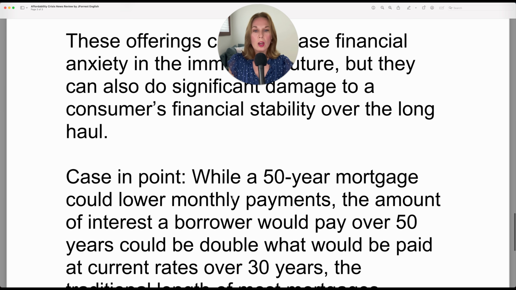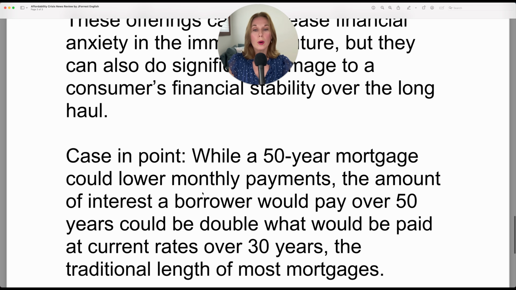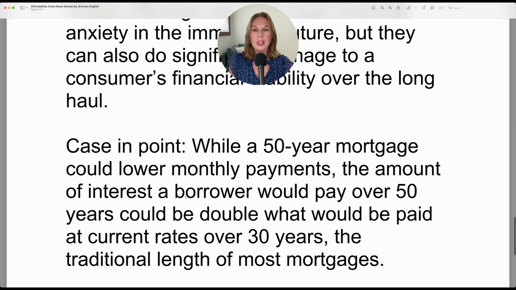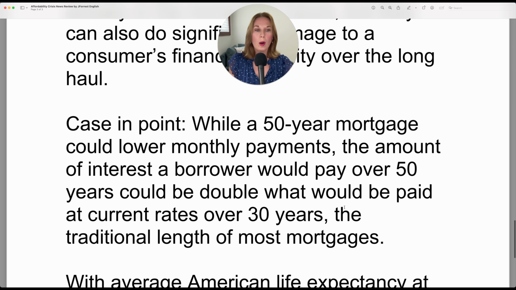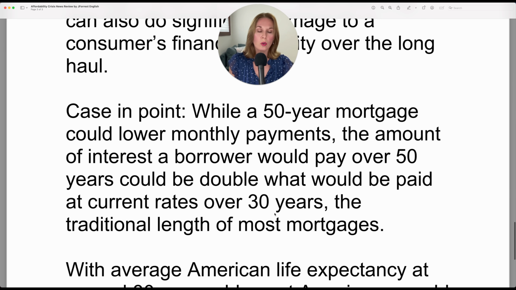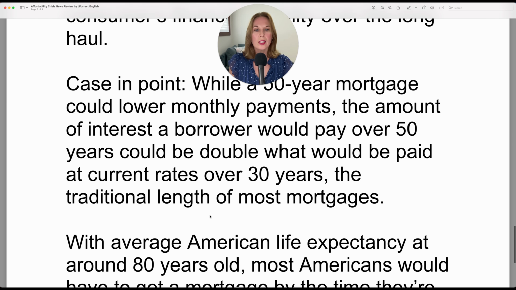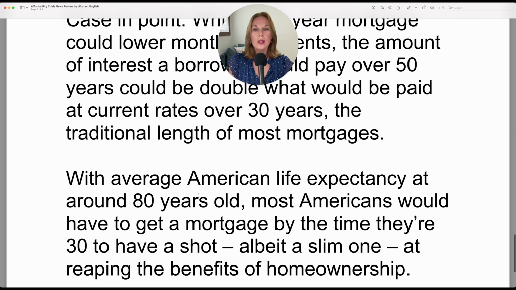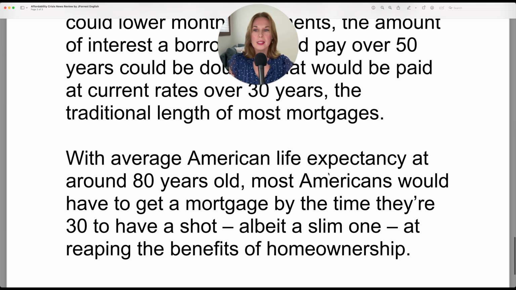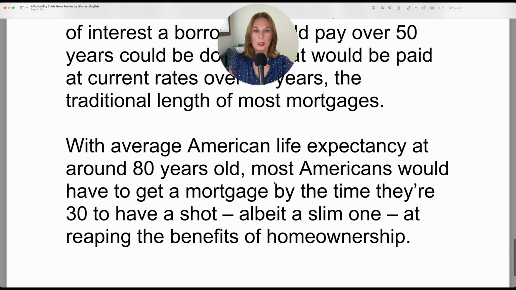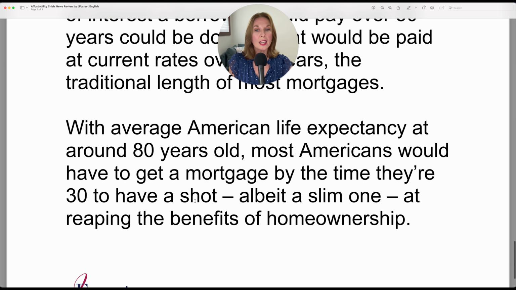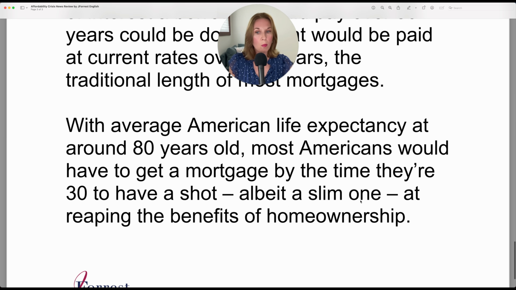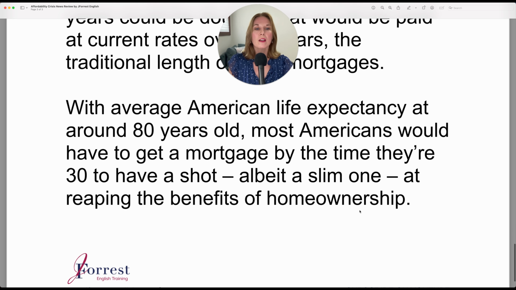Case in point, while a 50-year mortgage could lower monthly payments, the amount of interest a borrower would pay over 50 years could be double what would be paid at current rates over 30 years, the traditional length of most mortgages. With average American life expectancy at around 80 years old, most Americans would have to get a mortgage by the time they're 30 to have a shot, albeit a slim one, at reaping the benefits of home ownership.